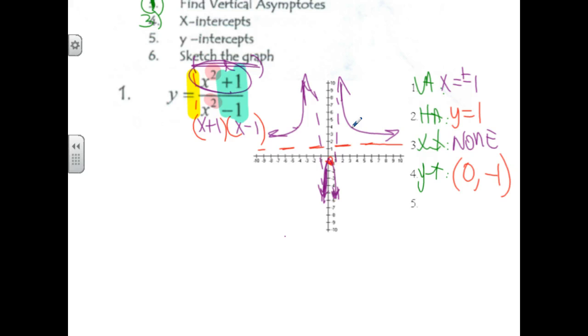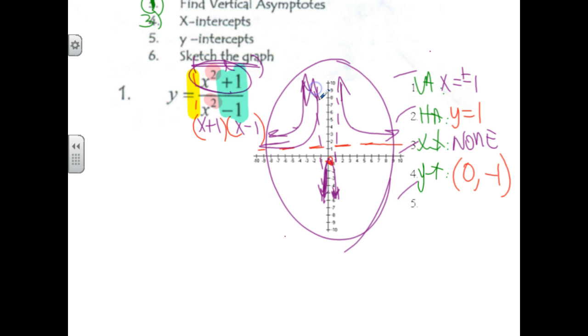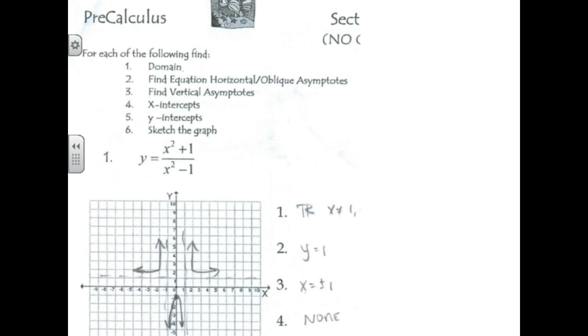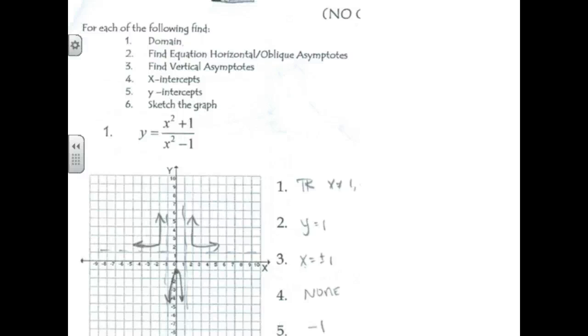I'll give you 1 point on your test for the vertical asymptote, a point for the horizontal, a point for the x-intercept, a point for the y-intercept, and then 1 point for the graph. And I don't really care if the graph comes down here or not, so I wouldn't spend time plugging in for x and solving for y. Here are the correct solutions to that graph, and hopefully we got everything correct.